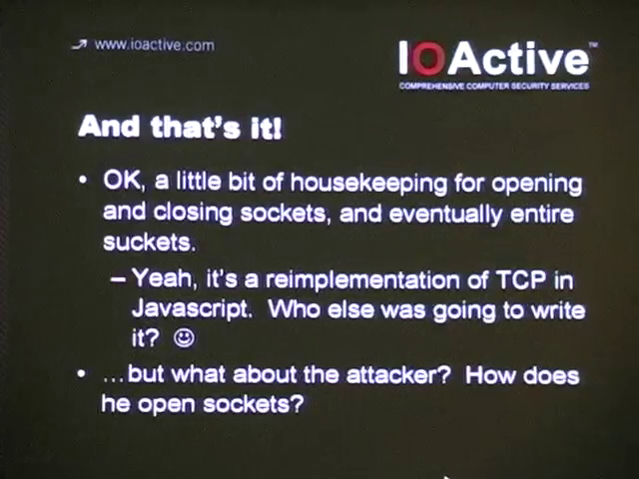So that's it, a little bit of housekeeping. That's a TCP and JavaScript implementation. But what about the attacker? How is the attacker supposed to interact with all of this? Is the attacker going to go ahead and type NC 127.0.0.1 12345? Oh no, I have much more fun ideas.